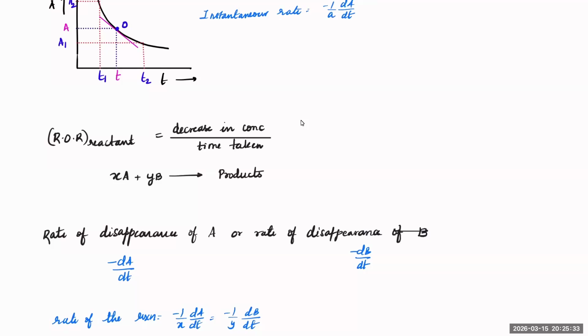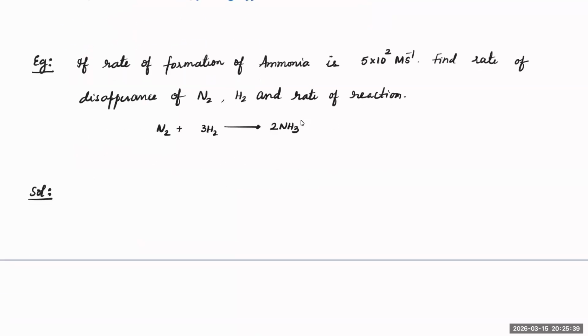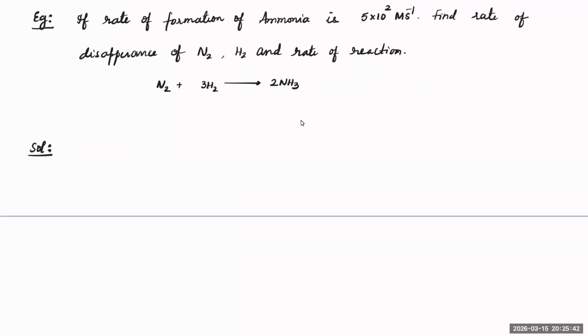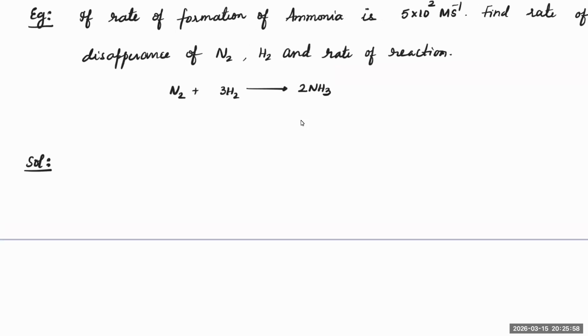Clear, beta? Right. Now let's see how we can utilize this in problem solving. See the first one. If the rate of formation of ammonia is given, find the rate of disappearance of N2 and H2 and the rate of the reaction, with respect to the given equation. Got it? In that case, you can see this is a balanced equation. So I can write it as minus d of N2 by dt must be equal to 1 by 3 times d of H2 by dt, that is equal to 1 by 2 times d of NH3 by dt.